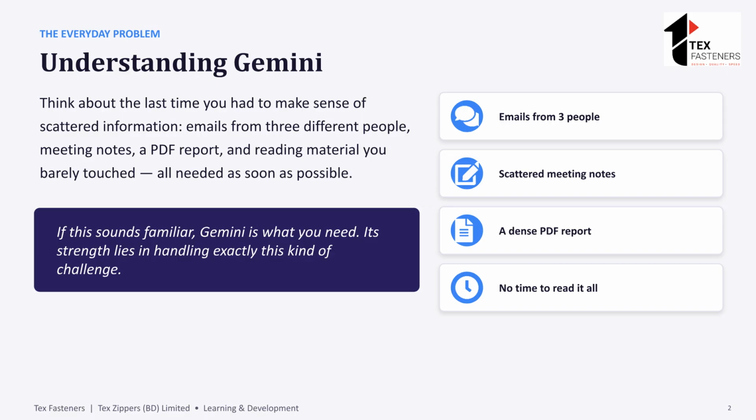Think about the last time you had to make sense of scattered information. Maybe you had emails from 3 different people, meeting notes, a PDF report, and some reading material you barely had time to review. And all of this information was needed, perhaps for a meeting or an important decision, almost immediately. This is a common workplace challenge. The problem isn't always a lack of information. Sometimes the real problem is having too much information spread across too many places. This is exactly the kind of challenge where Gemini can help.